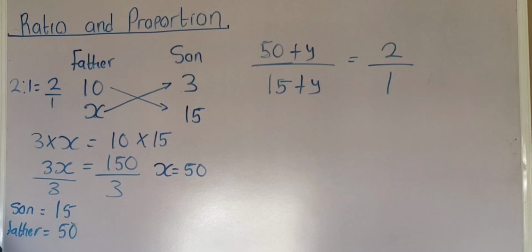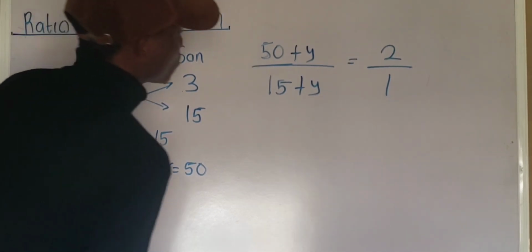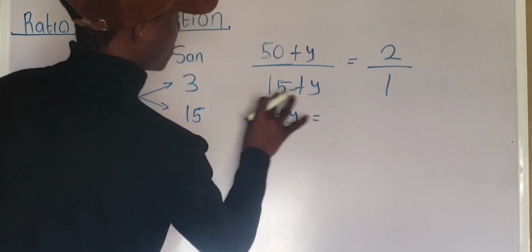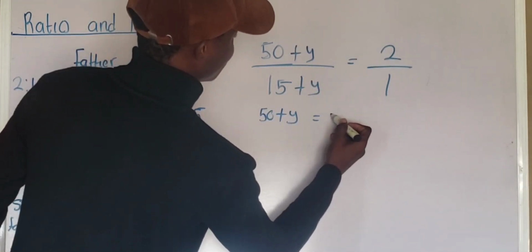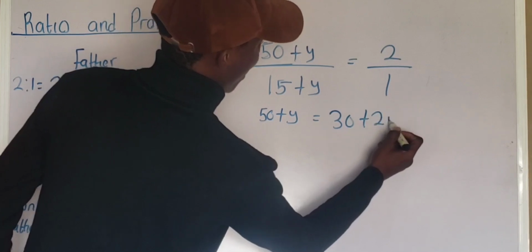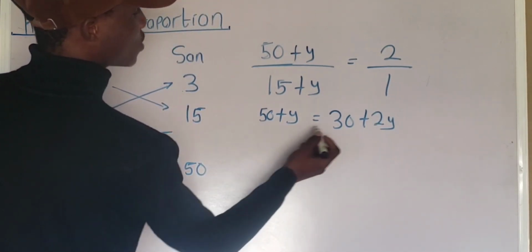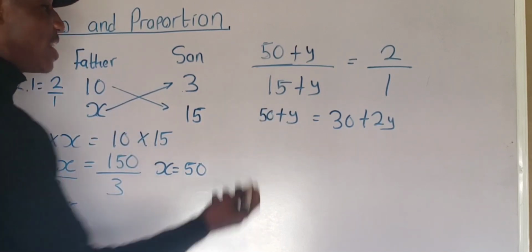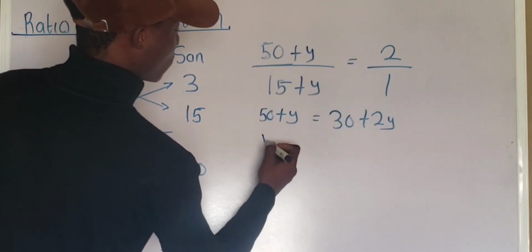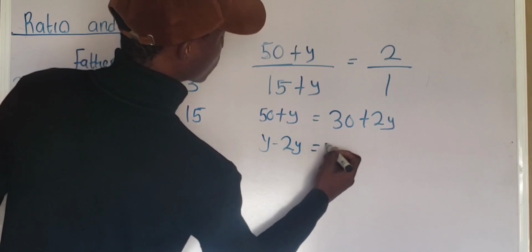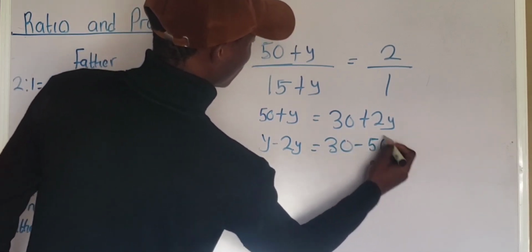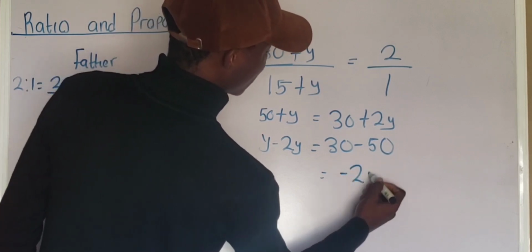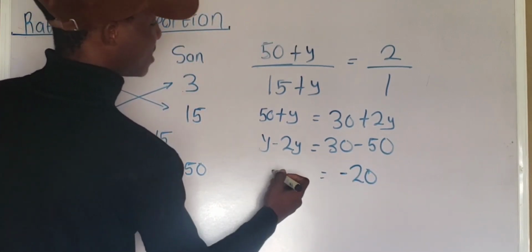Now the next step is to solve for the value of y. For this I'm going to have 50 plus y times 1, that is 50 plus y, is equals to 15 plus y times 2, that is 30 plus 2y. Now if you move this 2y to the other side of this equation by collecting items, and this 50 to the other side of the equation, we're going to have y minus 2y is equals to 30 minus 50. Do you understand? Now 30 minus 50 is negative 20, and y minus 2y is negative y.